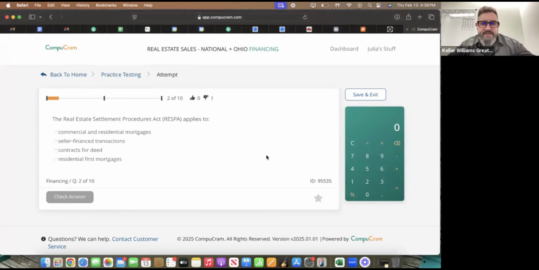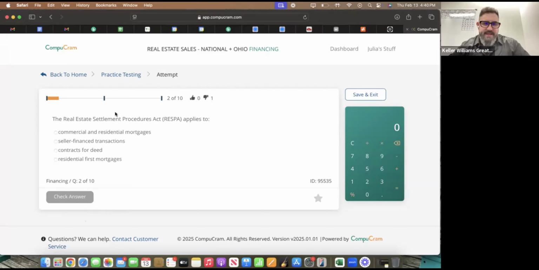Next question. The Real Estate Settlement Procedures Act, or RESPA, applies to A, commercial and residential mortgages, B, seller financed transactions, C, contracts for deed, or D, residential first mortgages. You can enter that in the chat.